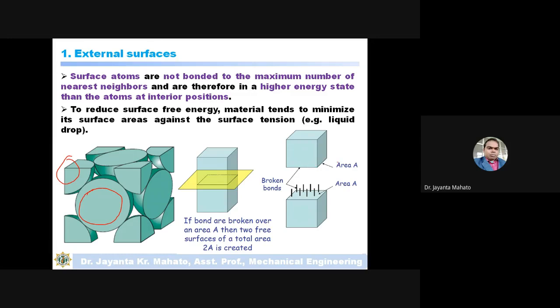One is here, area A, and this is area 2. Okay, and in this way an external surface will be created, and surface defects will form in the crystal structure.